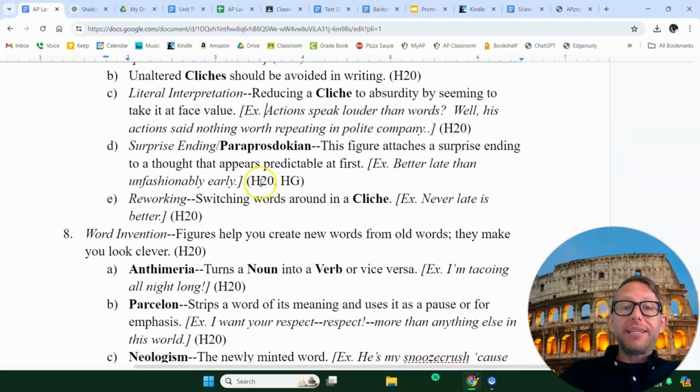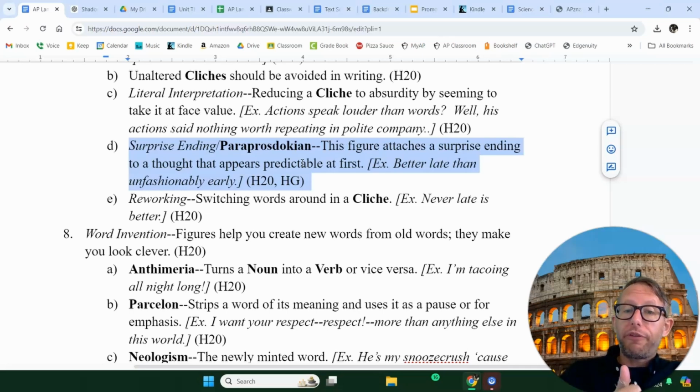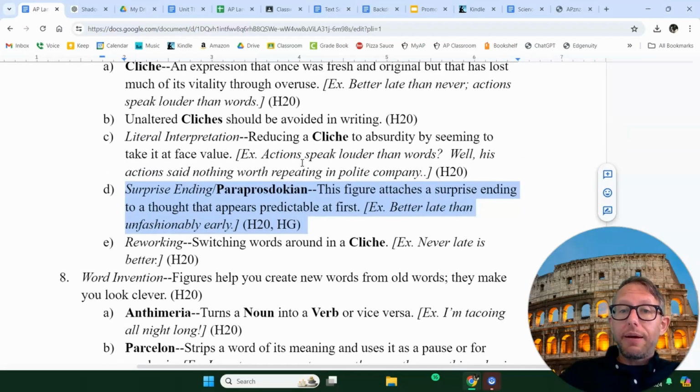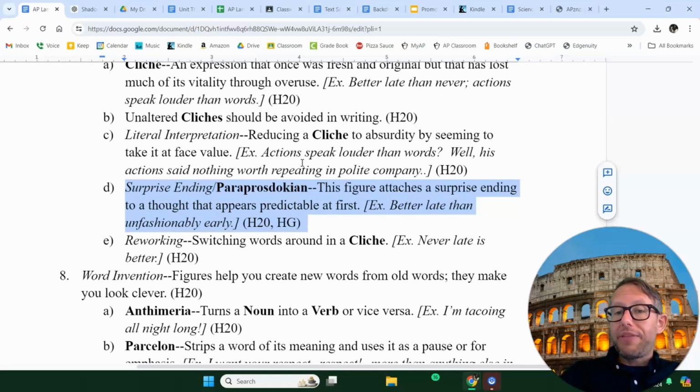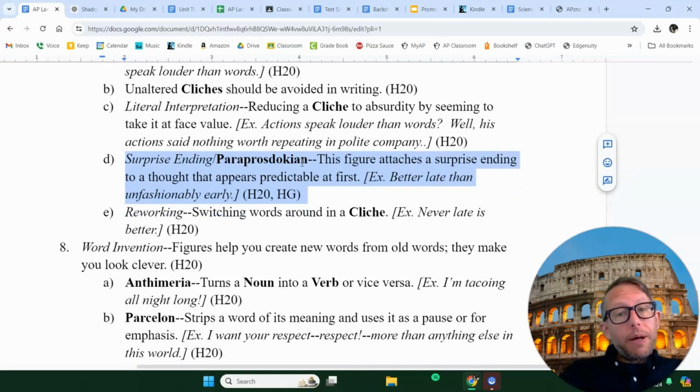We come down to surprise ending or a paraprosdokion, okay? Which is the figure that attaches a surprise ending to a thought that appears predictable at first. And I'm going to use, in this case, a better late than never. And if I want to make a paraprosdokion of that, I might say, sure, but better late than unfashionably early, okay? And so you'll see it starts the same. You have this anticipation that it's going to play out the same way that you've always known it to play out.